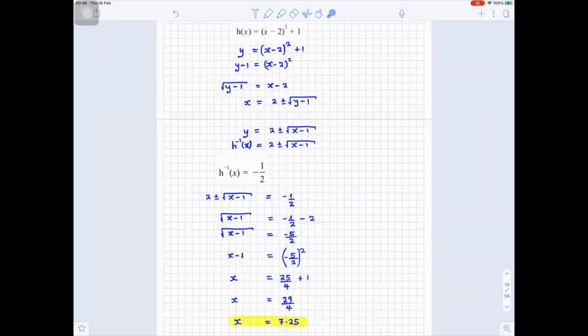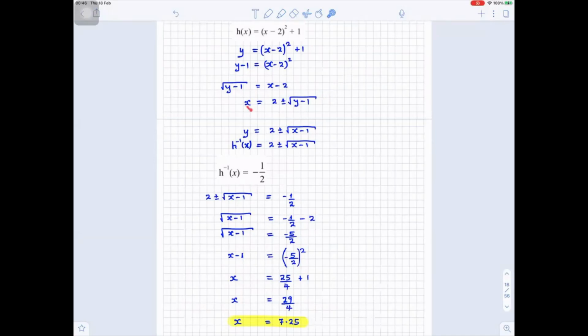Or what you can do is replace h of x with y, and then you make x the subject. So plus 1 comes to this side, it becomes minus 1. The square comes to the right, it becomes square root. The minus 2 adds to it, so it becomes x equals 2 plus or minus square root of y minus 1.